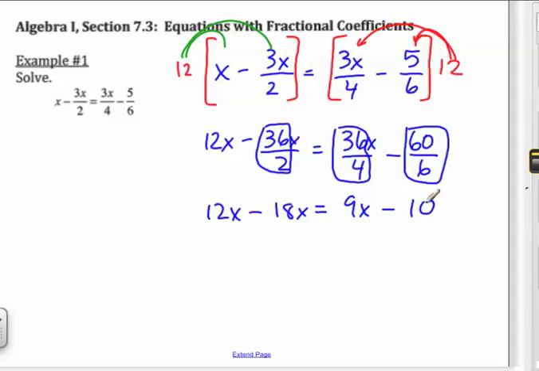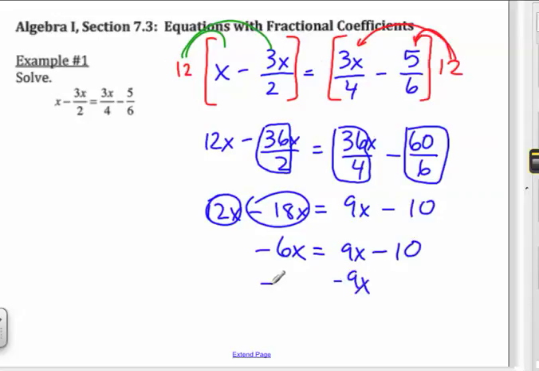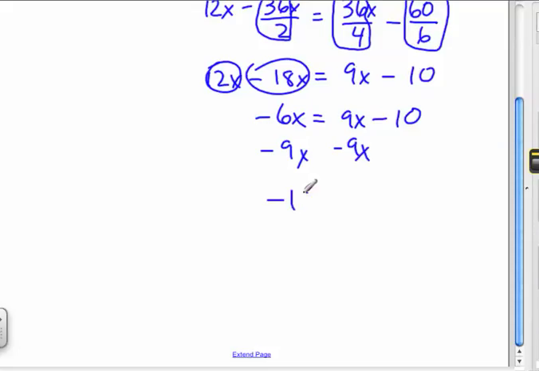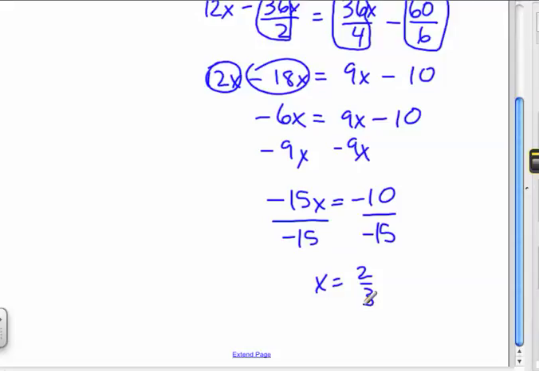Now we can simplify some more, Joe. Minus 6x, I can simplify these two. 12x and minus 18x and minus 6x is equal to 9x minus 10. Then I'm going to subtract the 9x from both sides, get the x's together just like Joseph was saying. That's going to give me minus 15x equals negative 10. Then I'm going to divide by negative 15 to get the x by itself. And that's going to give me x is equal to positive 2/3. Because a negative over a negative is positive, and then I reduce 10 over 15, and I get 2/3. So x equals 2/3 for this one.